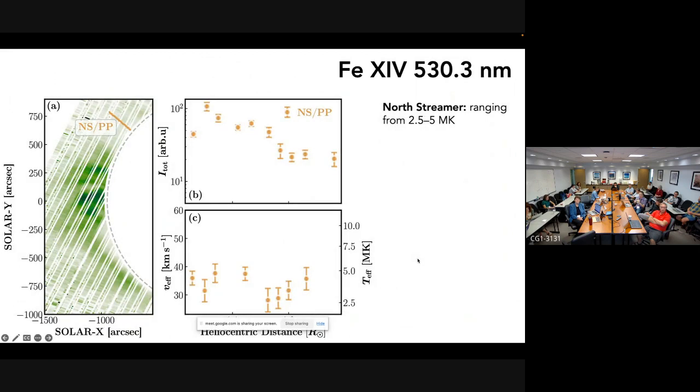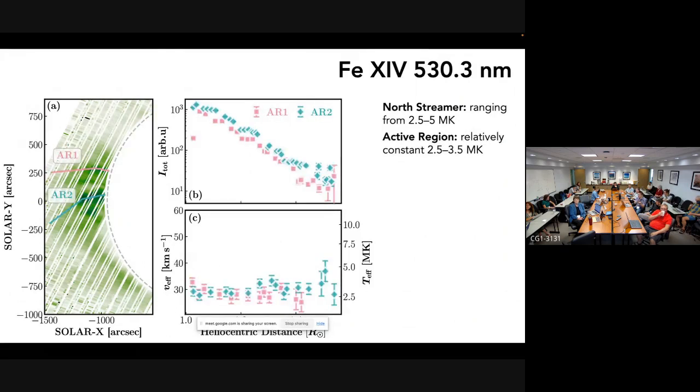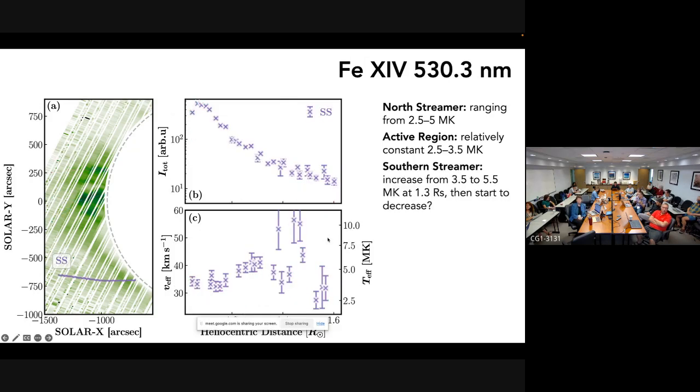So we can also put a few manual slits to measure the variation of the line width with height. In the northern streamer region, we see an effective velocity of about 30 to 40 kilometers per second. It doesn't show a very clear variation versus height. In the active region, we found a typical line width of 30 kilometers per second, and it also doesn't show significant variation.